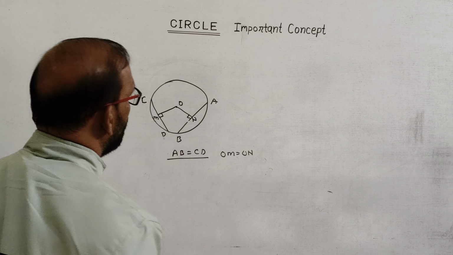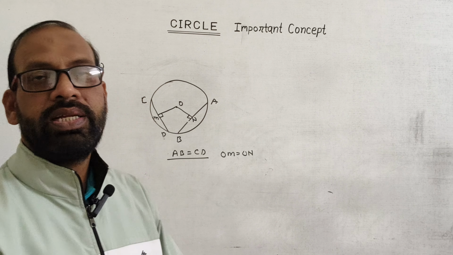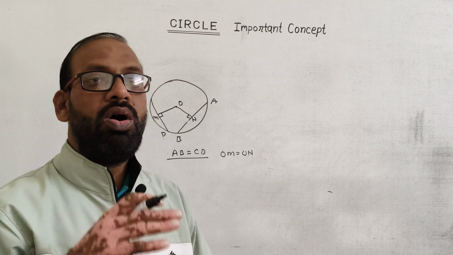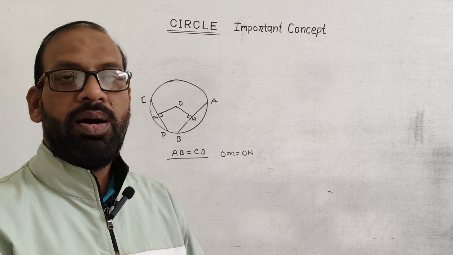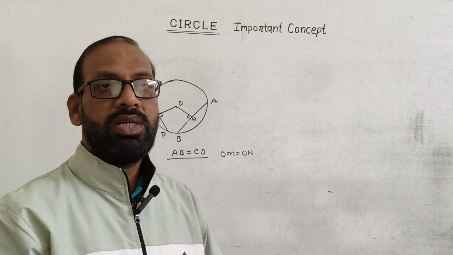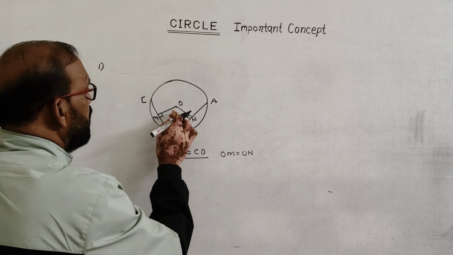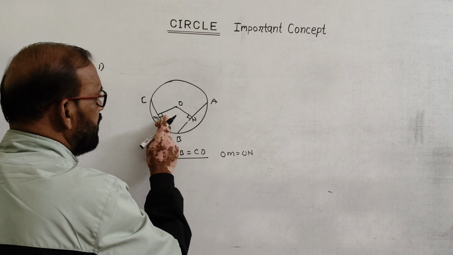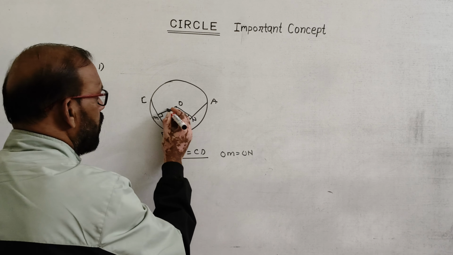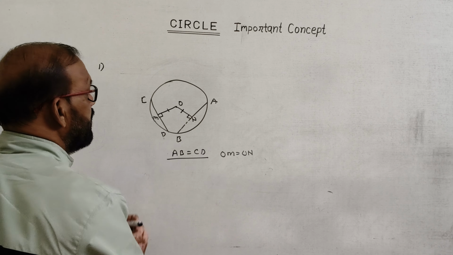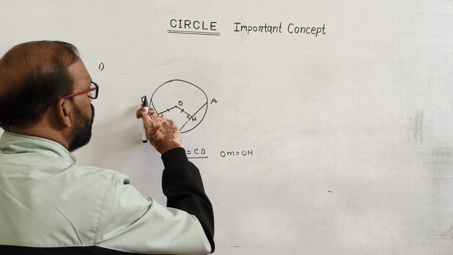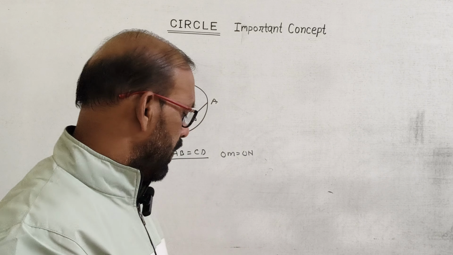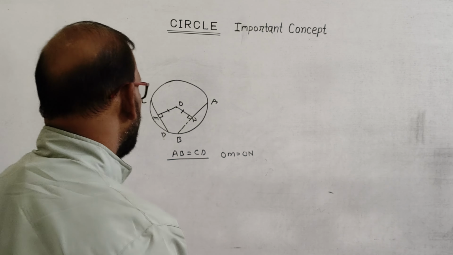This is another very important property: if chords are equal, then their distances from the center are equal. Or its converse: if the distances of two chords AB and CD from the center are equal, then we can say that these two chords are equal in length. Understood?